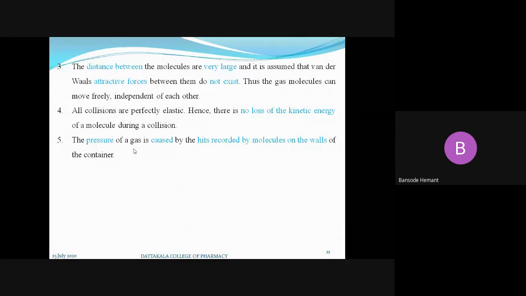Okay, they will attack the wall or the surface of the balloon. So due to this, what happens? The pressure is exerted on that surface, the wall of the balloon, or more specifically the wall of the container. This is related to pressure: why pressure is generated by gaseous molecules. This is again a very important assumption of the kinetic molecular theory, which is related to pressure.